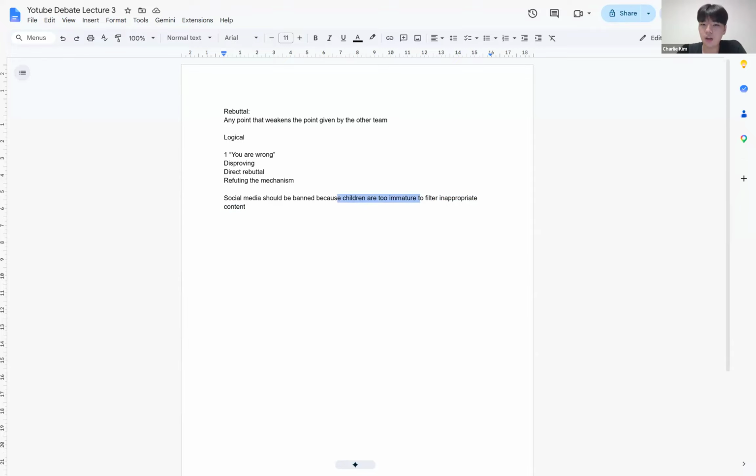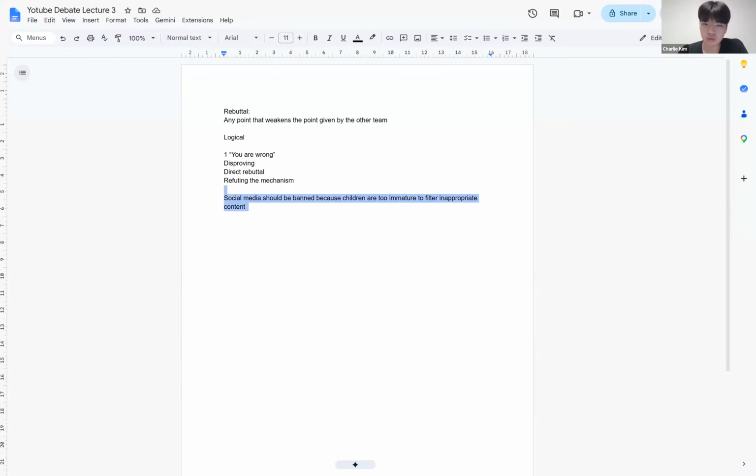But you can say that they are wrong on this level. For example, you can say that children are immature, but they're still able to filter inappropriate content for those said reasons. You can say that there's not really much inappropriate content in the first place. So you are wrong saying that there's a lot of inappropriate content because, for example, YouTube or Facebook or Instagram already filters content that is not good and that is already harming the children. So therefore, you can say that they're wrong on that level.